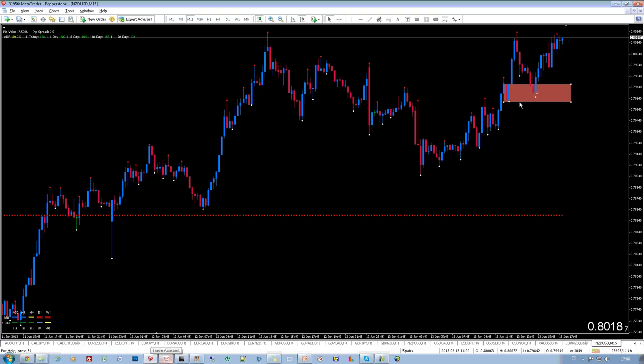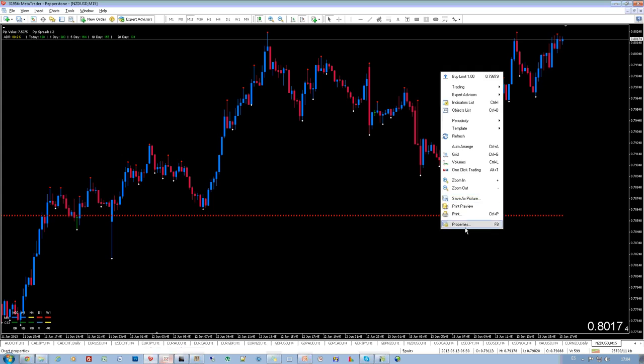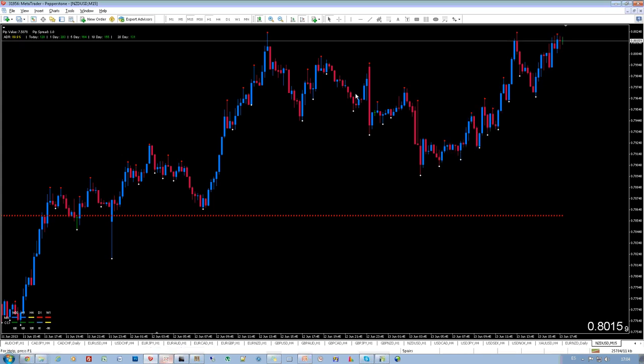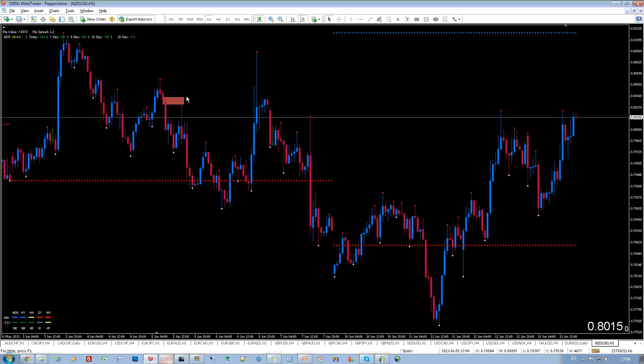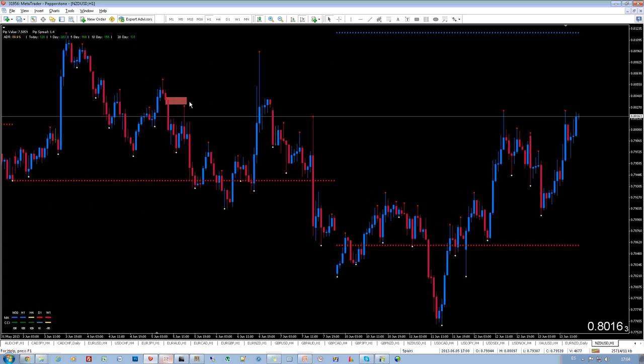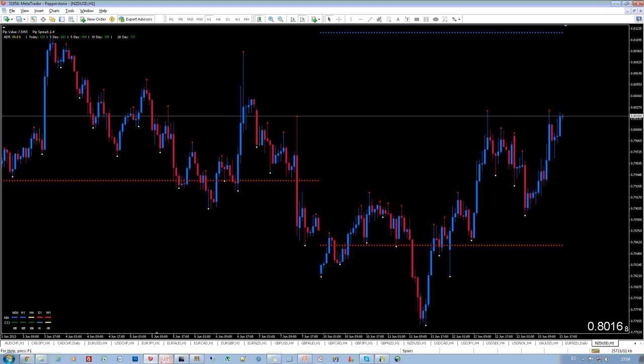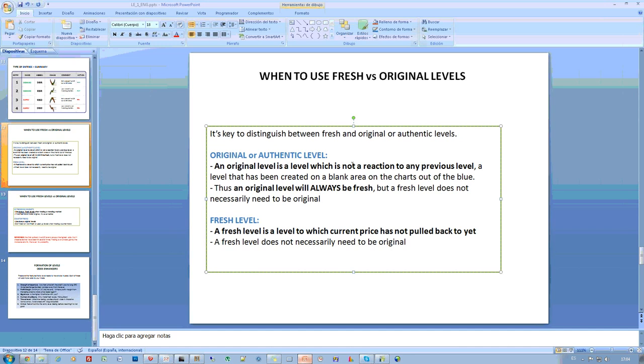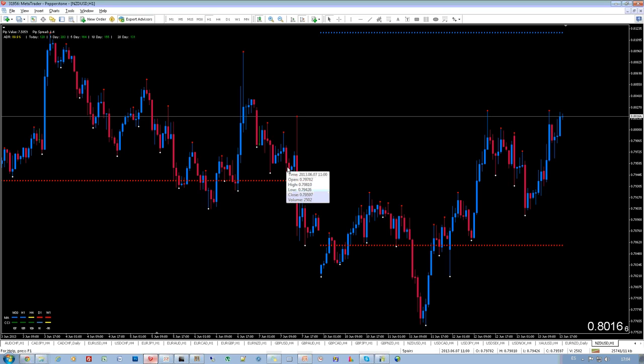So, how do we distinguish if a level is, let's talk first about original levels. Let's go to the 1 hour, for example. It will be easier. So, an original level, the definition says this: it is a level which is not a reaction to any previous level. A level that has been created on a blank area on the chart, out of the blue, out of nowhere. Institutions decided to buy or to sell.